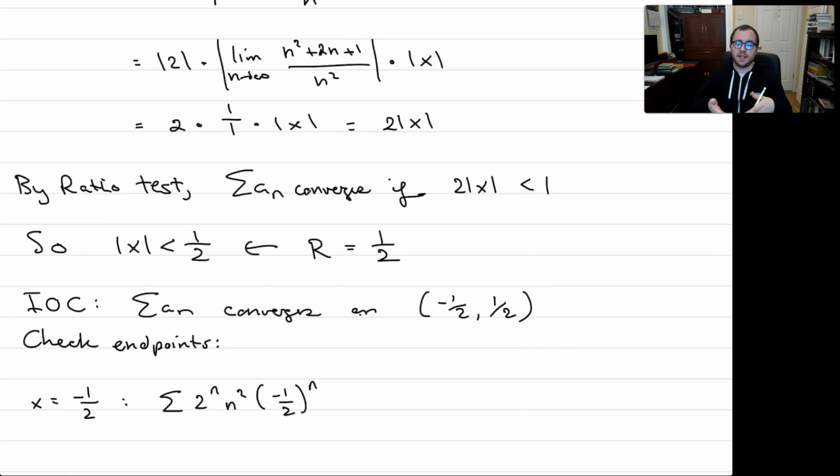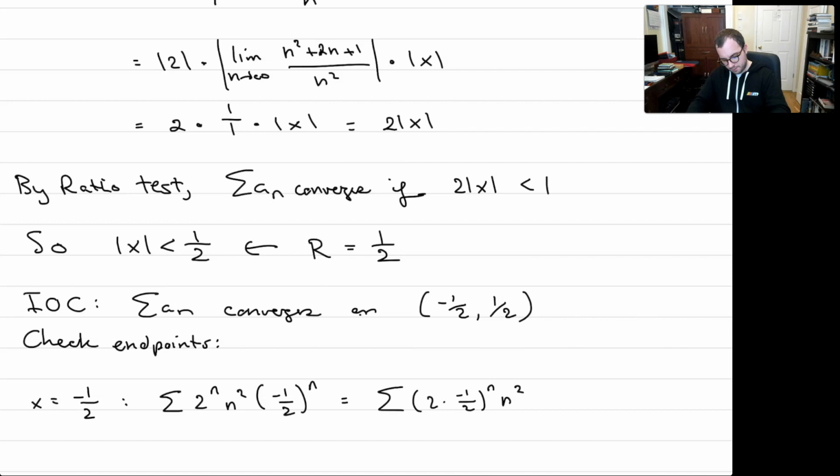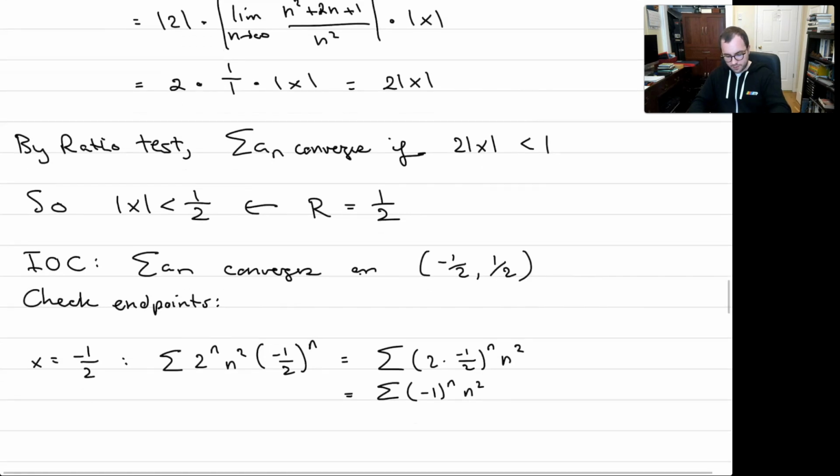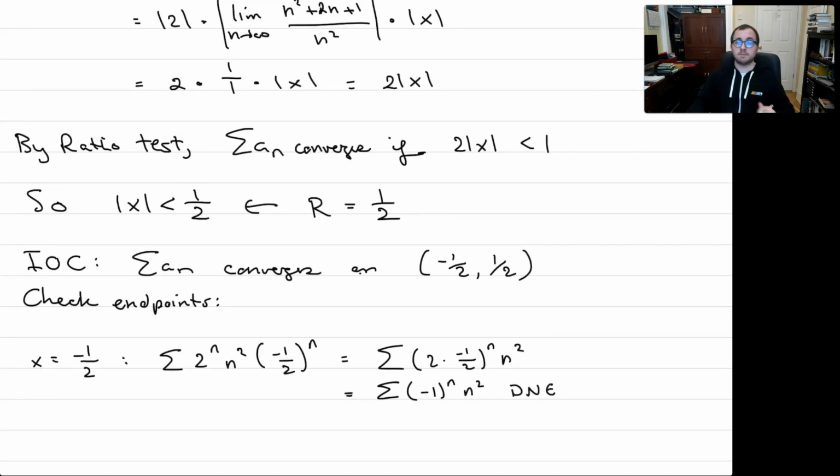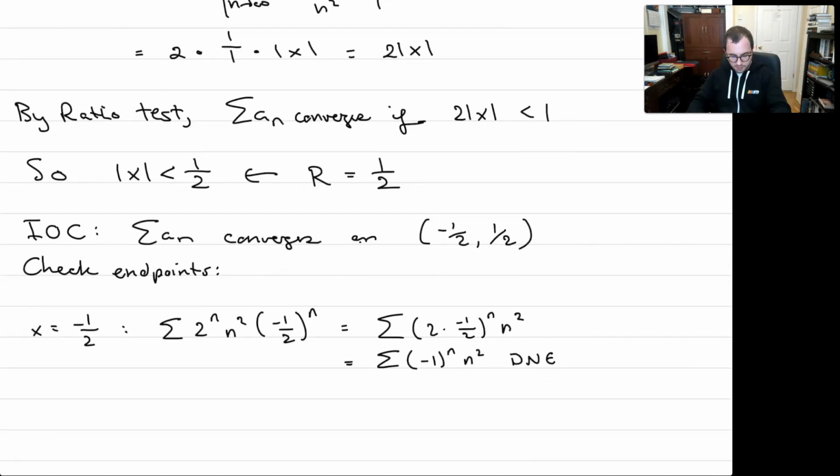All I'm doing is plugging x equals -1/2 in and seeing if the resulting series is a convergent one or not. I can bring the two numbers with exponent n together. This becomes 2 times -1/2 to the n times n squared, which is -1 to the n times n squared, which does not exist because this is just going to be a divergent limit. It's going to alternate, but the terms are getting bigger and bigger and bigger. You can imagine it as kind of an alternating funnel. This limit doesn't exist, so it diverges. It does not converge to a value.